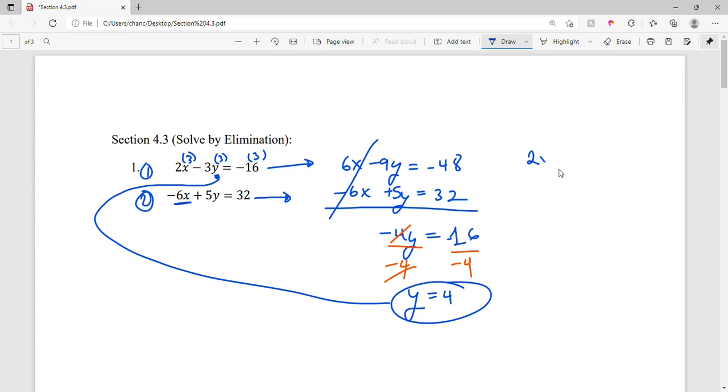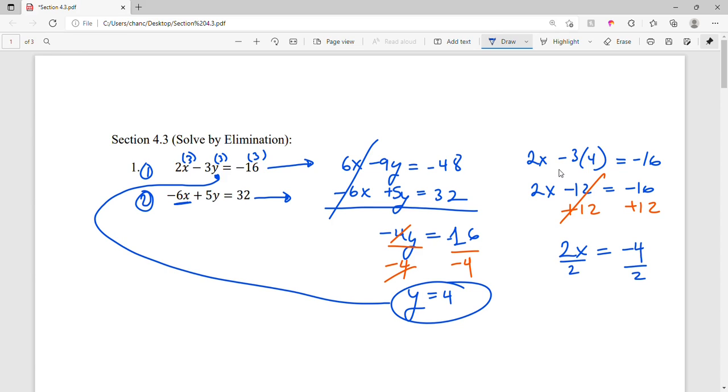And so 2x minus 3 times 4 equals -16. 2x minus 12 is equal to -16. I can add 12 to both sides. 2x is equal to -4. And now we can divide both sides by 2. And our solution here is x equals -2. Let's write our answer as an ordered pair, (-2, 4).